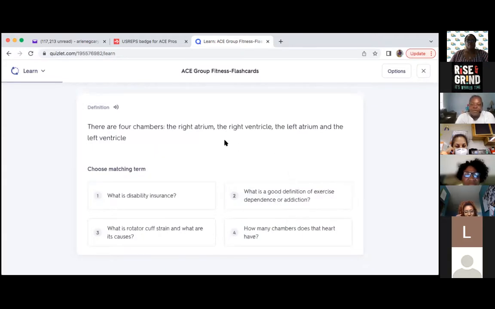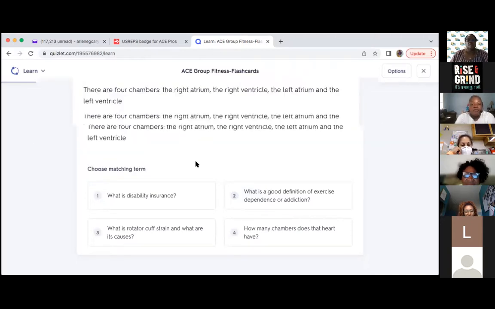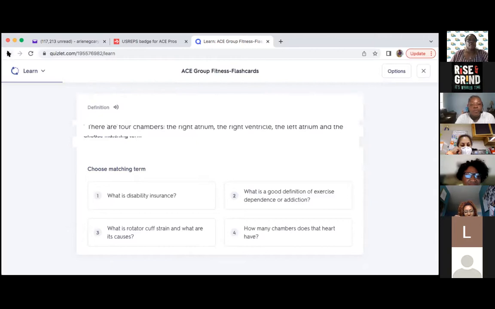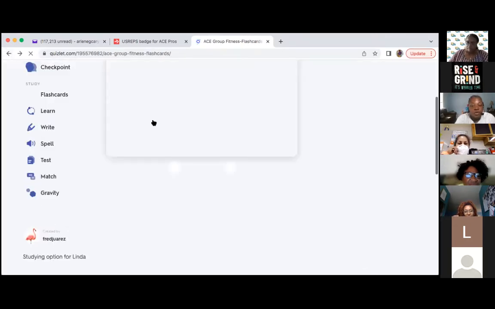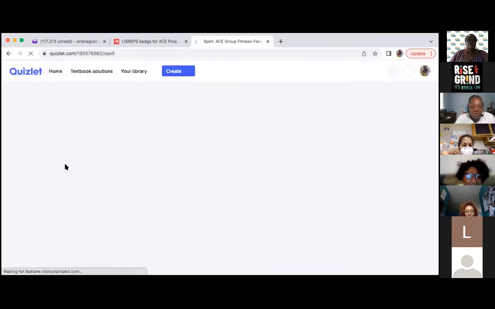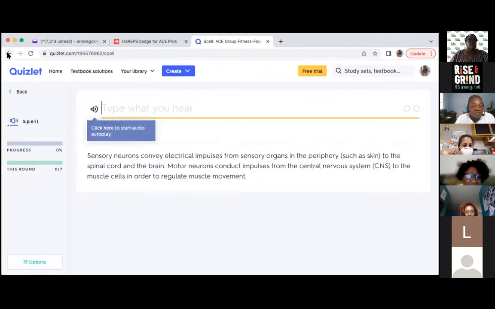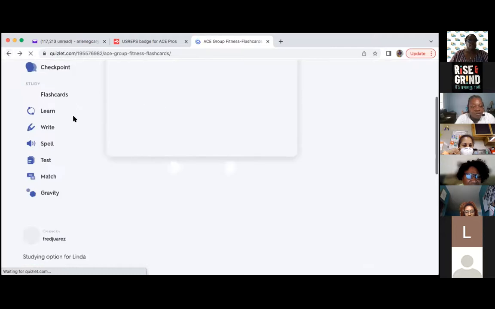So it gives you the definition and some questions. Some of them you have to put in the answer yourself, which kind of helps you to think and try to remember on your own. I'm gonna go back to the search. They have other things like test and match. I didn't do much with those, but you can look at those and explore those too. I don't know what spell would do. We don't want to do that.